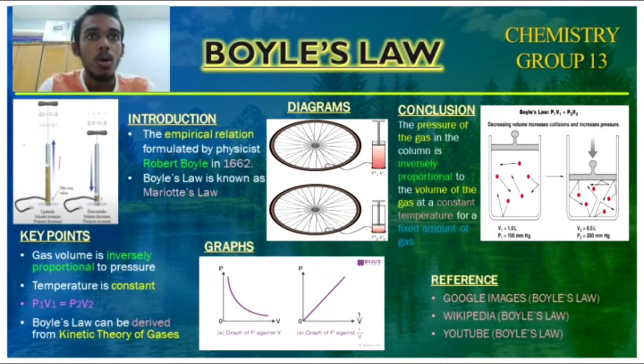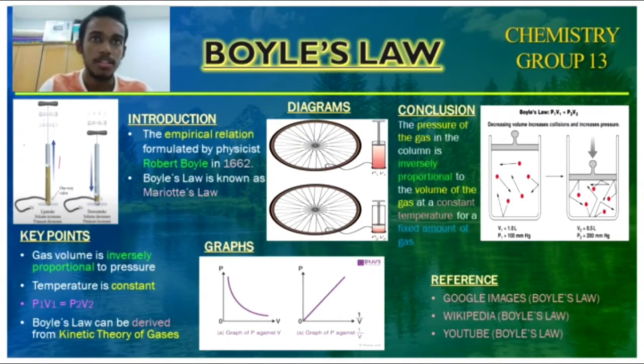Now what about the temperature? The temperature is always constant for Boyle's law. Boyle's law can be derived from the kinetic theory of gases. It's about the particles, the speed of the particles, and the number of times the particles hit the wall. Now, looking at the graphs, we have two types of graph.